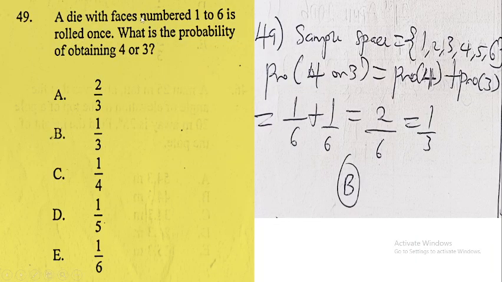Question number 49 is on probability. A die with faces numbered 1 to 6 is rolled once. What is the probability of obtaining 4 or 3? So the sample space in rolling a die is 1 to 6. Then the probability of obtaining 4 or 3 is the probability of 4 plus the probability of 3. Probability of 4 is 1 over 6 plus probability of 3 is 1 over 6, and that should give us 2 over 6, and that will give us 1 over 3. Option B is the correct option there as well.